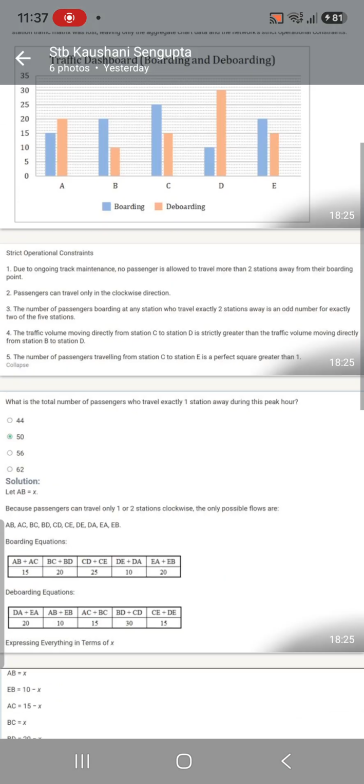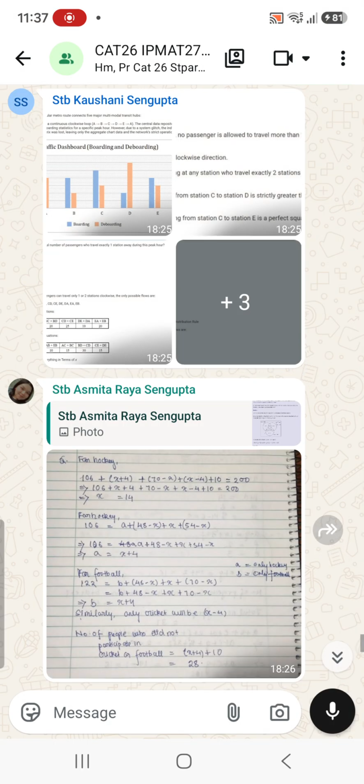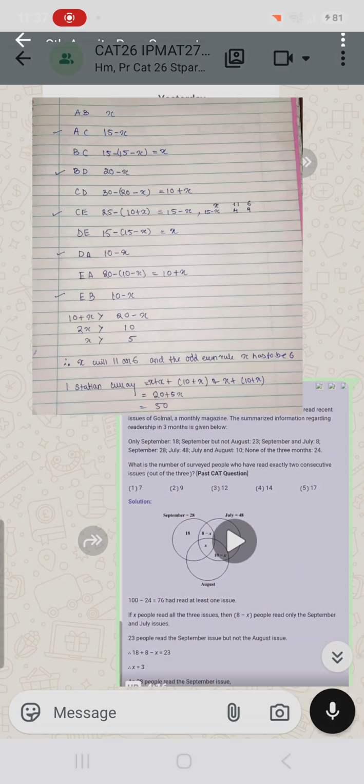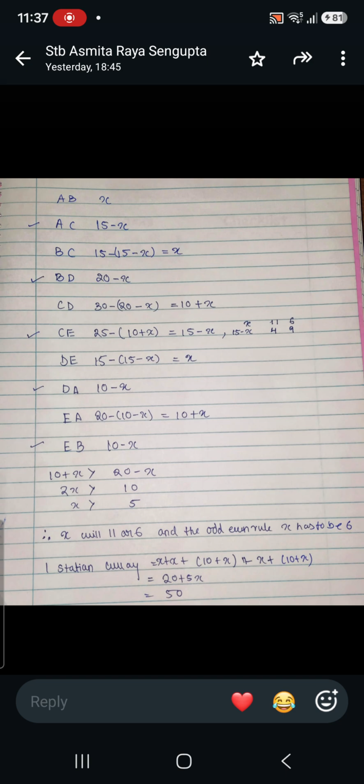So out of those 20 people who board at B, we saw that B to C is X number of people. So B to D will be 20 minus X. Like that we'll have to check the data. Let's check one more. From B to D is 20 minus X.